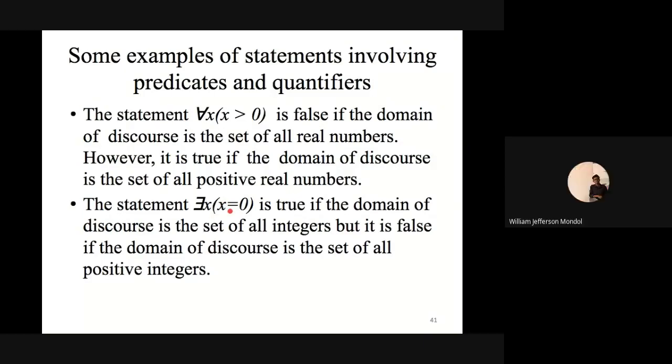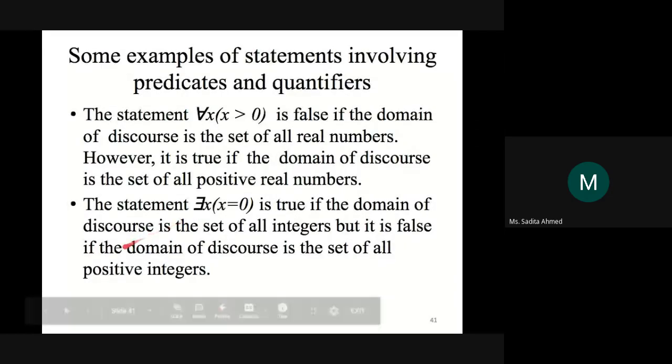Can you find one example of an integer which is equal to 0? Yeah, 0, exactly. 0 is there in the set of all integers, right? And that one example is enough to make this existential quantification true, because for existential quantification, all we need is at least one x from the domain.